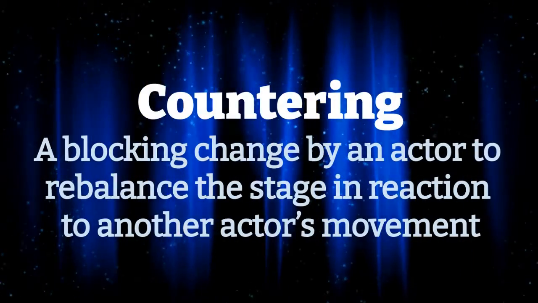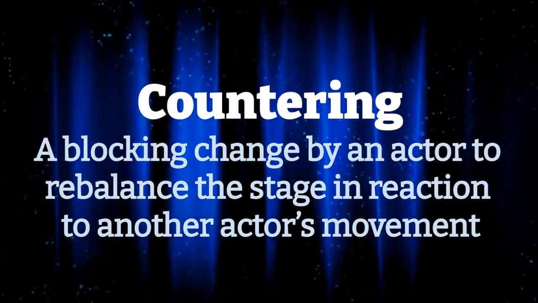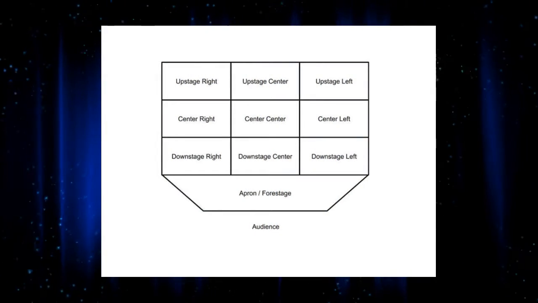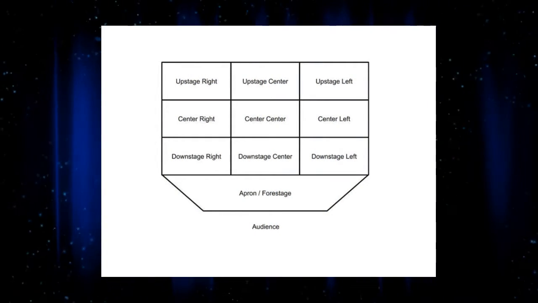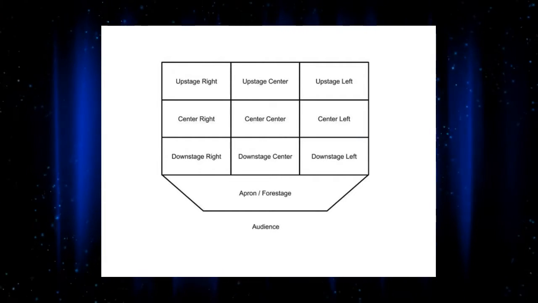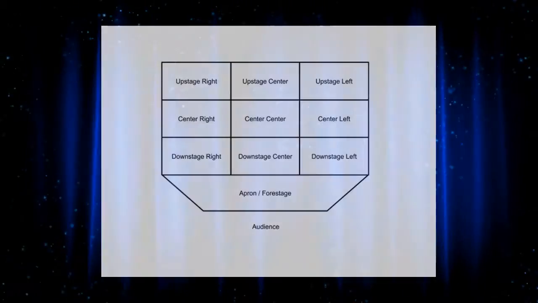Countering. A blocking change by an actor to rebalance the stage in reaction to another actor's movement. So if one actor is on stage left and the other is on stage right, and the first actor moves to the center of the stage, then the stage is now kind of unbalanced. So the second actor might move toward the center, or they might move farther away from the other actor in order to counter that blocking change to make the stage more balanced.